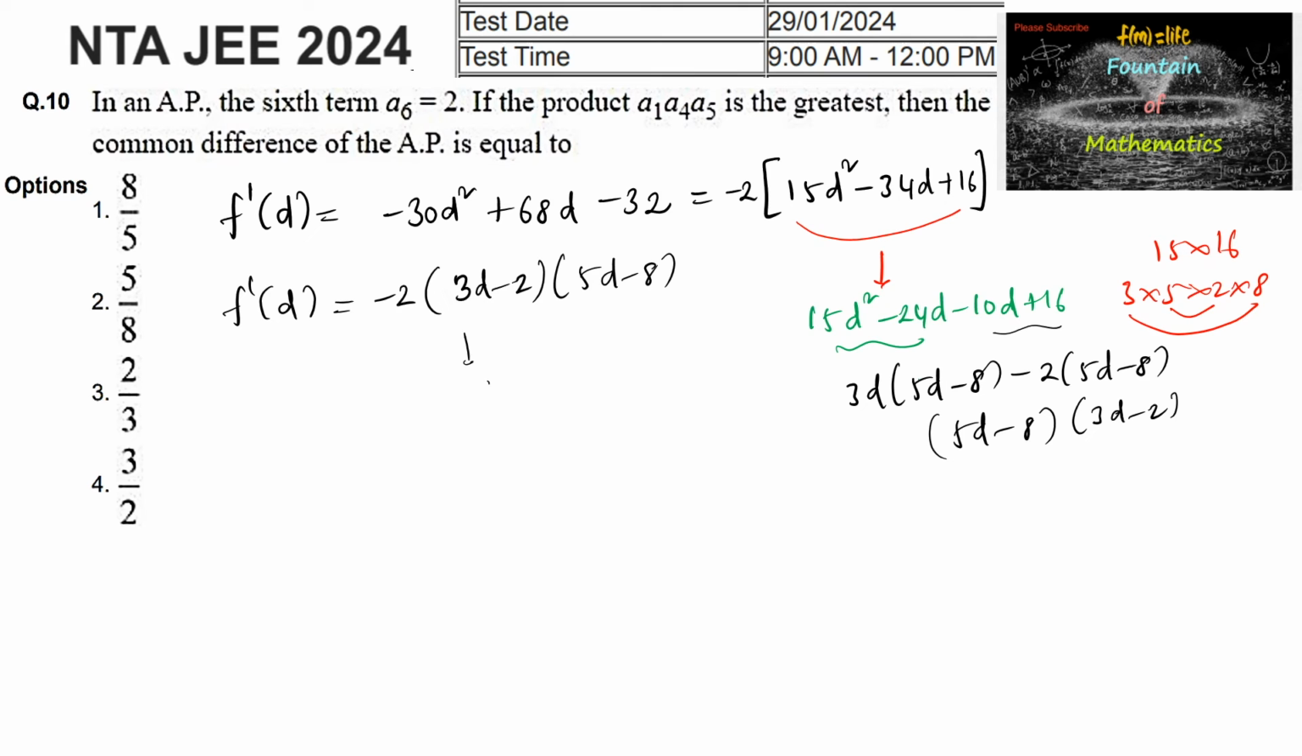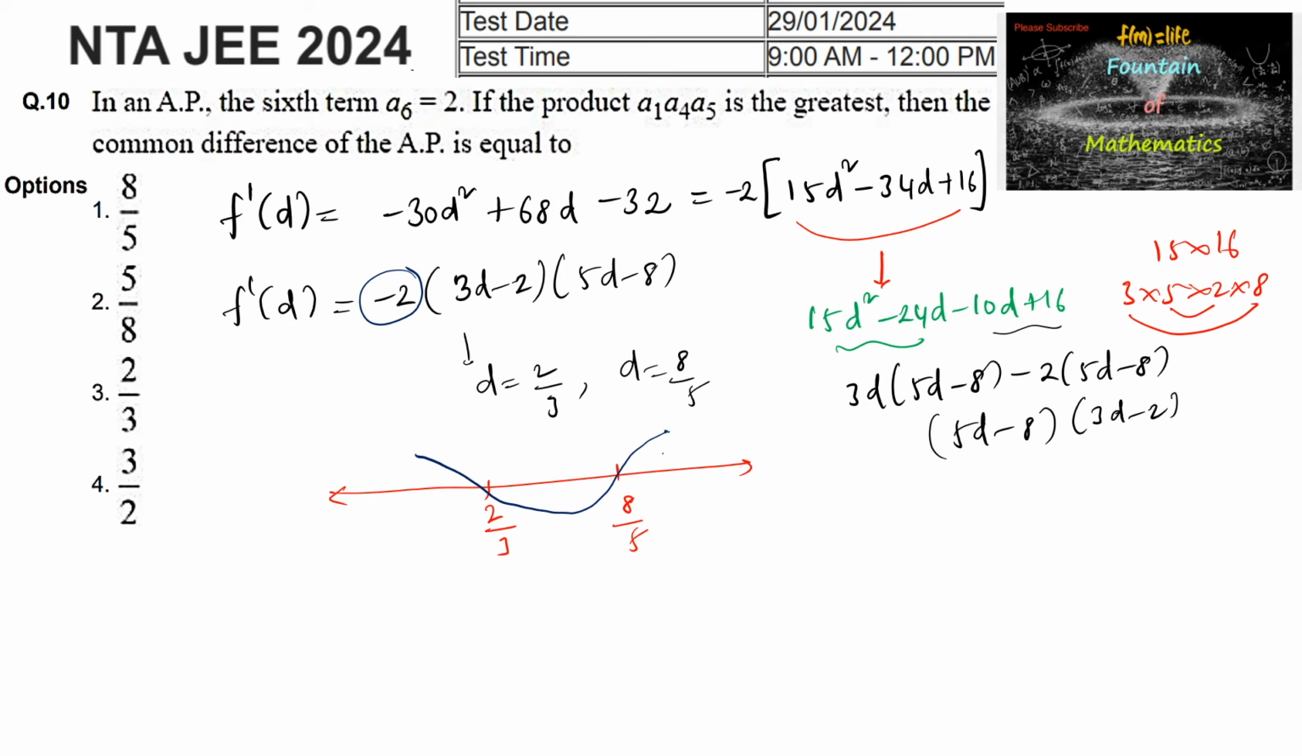So the critical points are here: d is equal to 2 upon 3 and d is equal to 8 upon 5. So by using the wavy curve, 2 upon 3 and another point 8 upon 5. So based on the sign change rule, it's positive, but because there is a negative coefficient minus 2, we need to consider the curve as follows. So in this region it is negative, here it is positive and here it is negative.